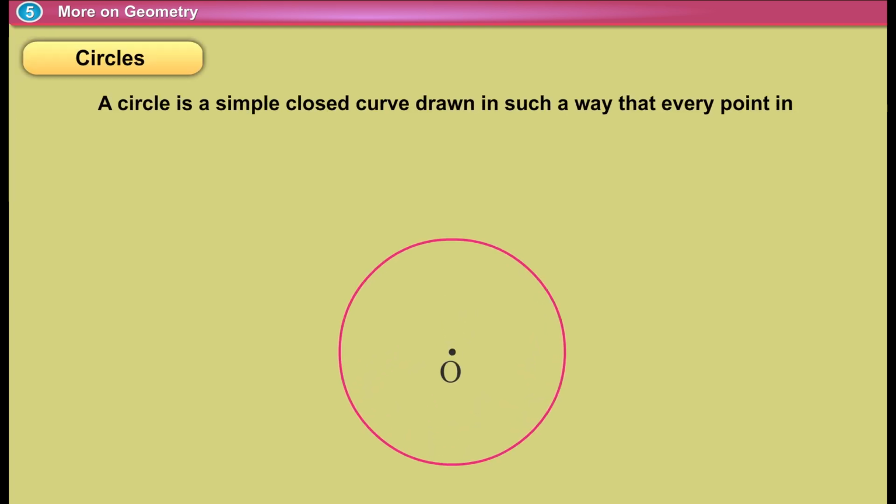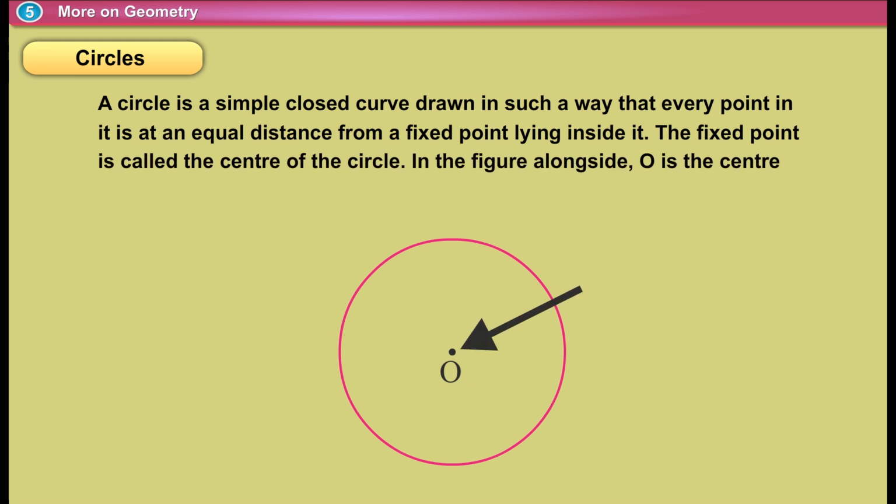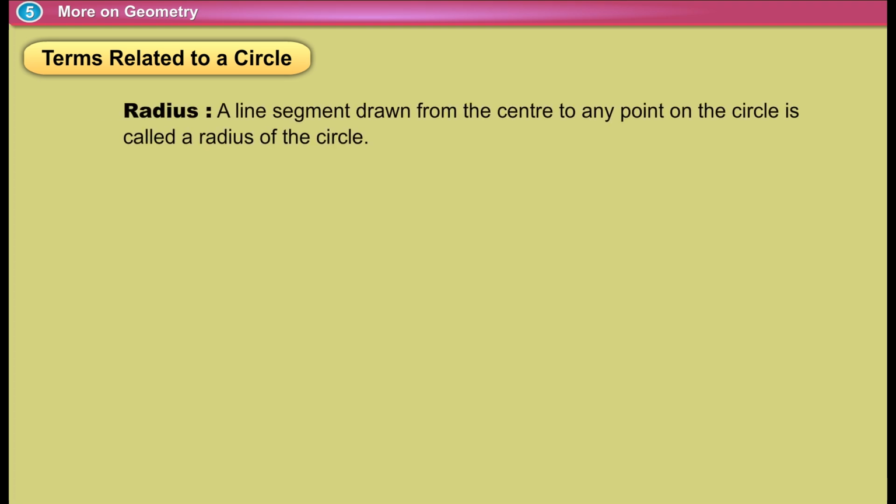Circles. A circle is a simple closed curve drawn in such a way that every point in it is at an equal distance from a fixed point lying inside it. The fixed point is called the center of the circle. In the figure alongside, O is the center of the circle. Terms related to a circle.